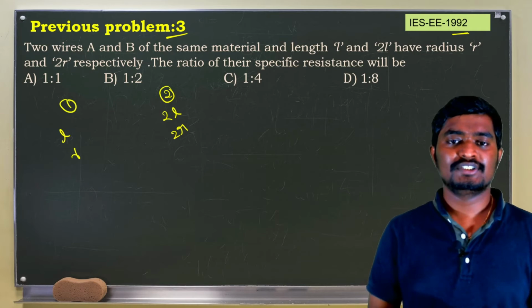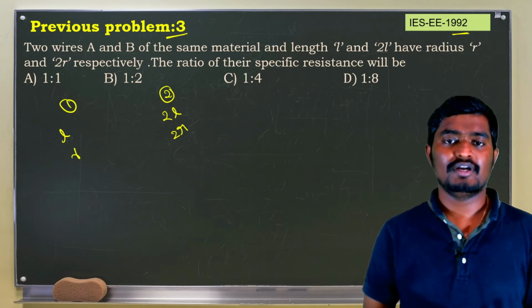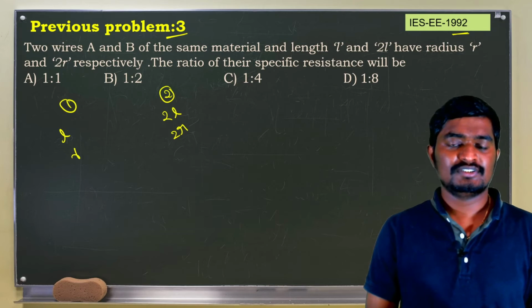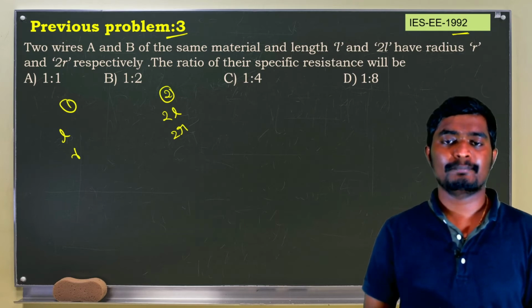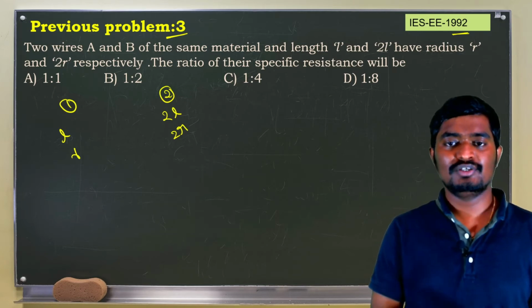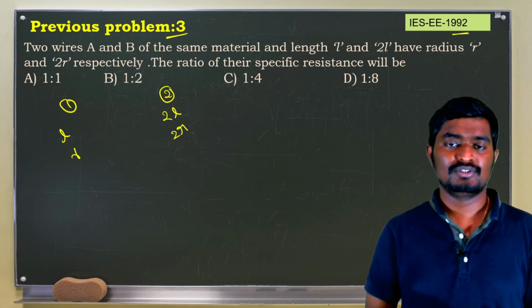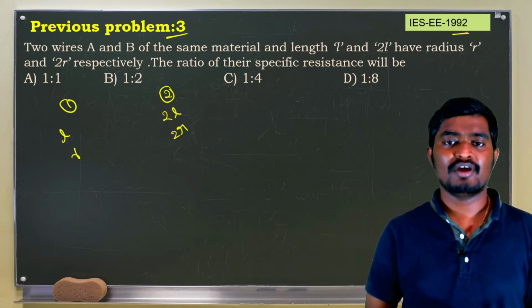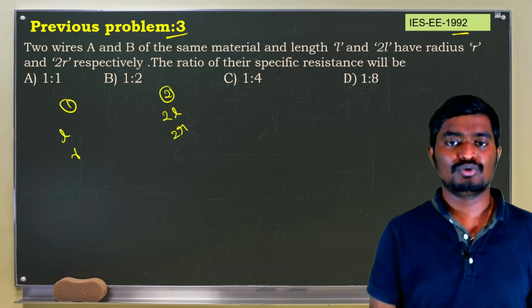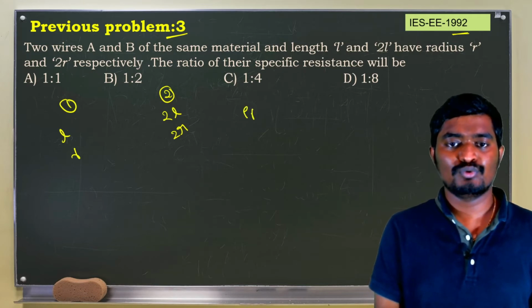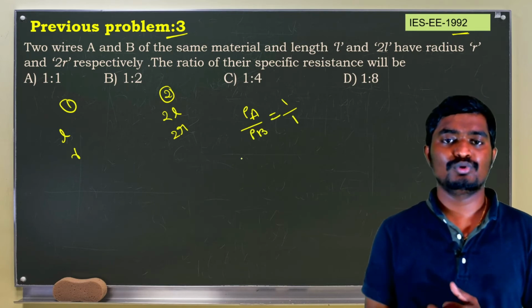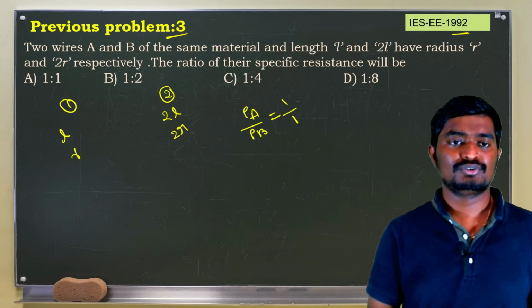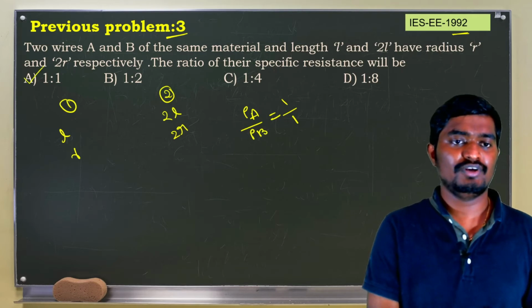We have already discussed in the video on Ohm's law and resistances. The specific resistance value depends upon the material, and the resistance value depends upon the physical dimensions. So these wires A and B are made up of the same material, means both wires A and B have the same specific resistance. So the specific resistance ratio rho A by rho B equal to 1 by 1, because both are made up of the same material. So the correct option is A, 1:1.